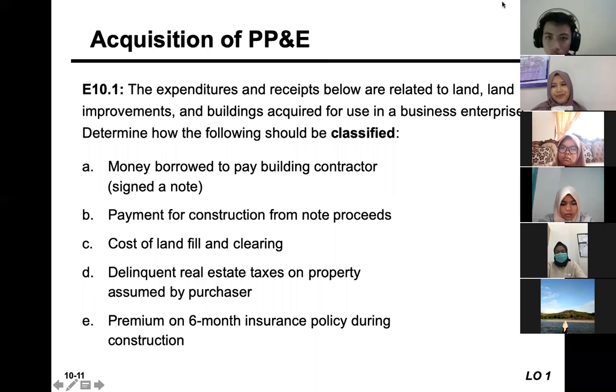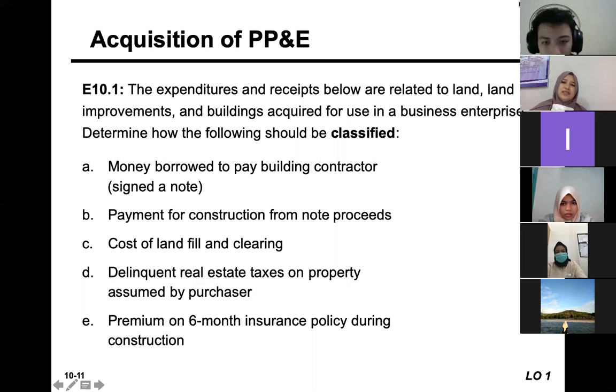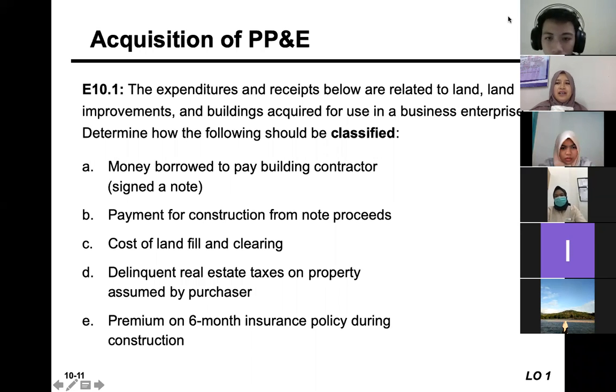Abi? What do you think it is? How do we recognize that cost? Money borrowed to pay the building contractor. Money borrowed. Where does it go? How is it recorded?